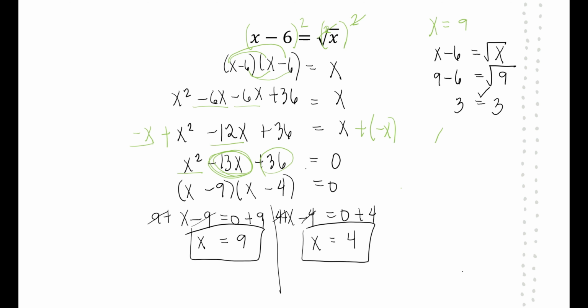The second value is x equals 4. Now let us substitute into our given equation. X minus 6 equals square root of x. The x here would be substituted by 4 minus 6 equals square root of x, which would be square root of 4. 4 minus 6 is equal to negative 2. And the square root of 4 is equal to positive and negative 2. Therefore, we can say that this value x equals 4 is also correct.